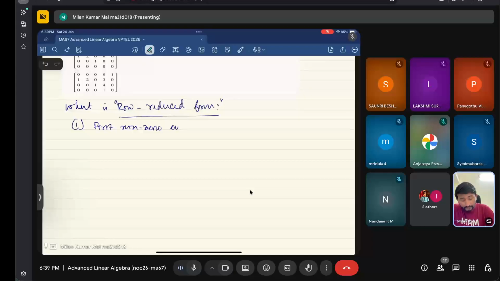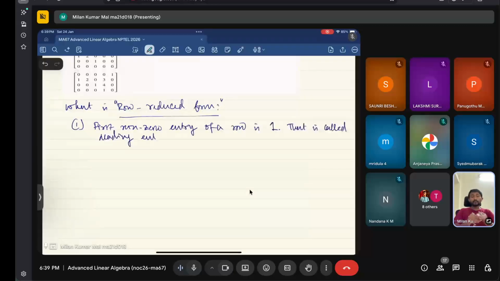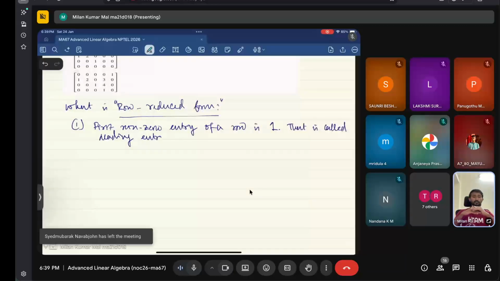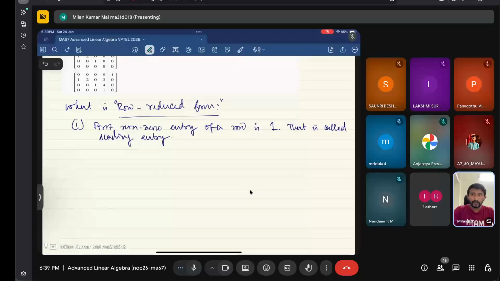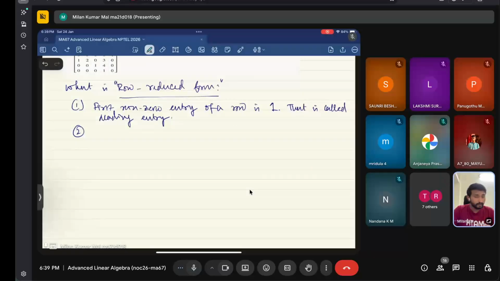The second thing is, suppose you are looking at the first row. All of the entries can be zero. If all of them are zero, you don't need to do anything. If there is a non-zero term, you have to find the first non-zero term. If the first non-zero term is 1, then you don't have to do anything. If it is not 1, you have to multiply the row by something such that the first non-zero term becomes 1.